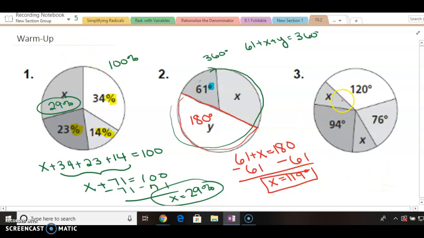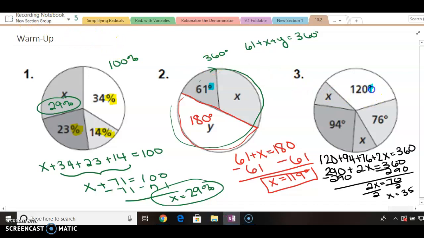All right, go ahead and try number 3 on your own, and then we'll go over it. You should have seen that this is in degrees, and an entire circle is 360 degrees. So if you add each one of these terms up, they would equal 360. And when you do a little bit of algebra, you should get that x equals 35.